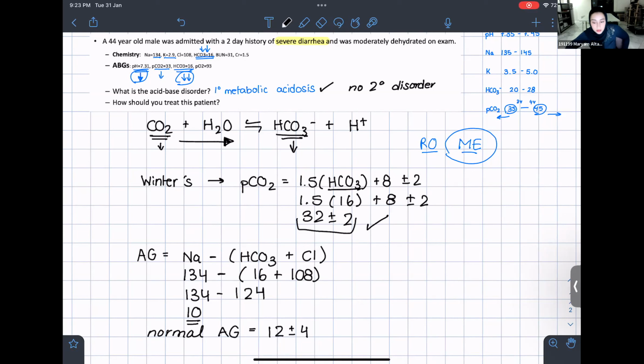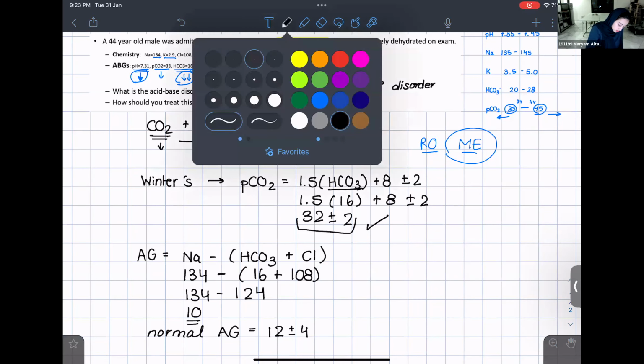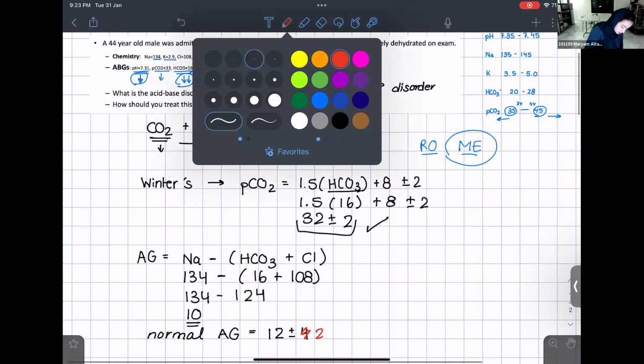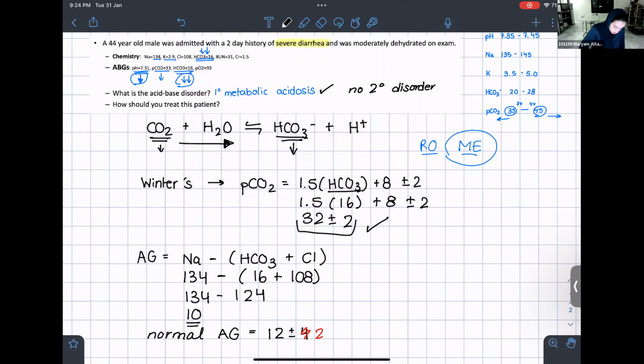It's plus minus 2? Okay, good to know. It's written as plus minus 4. But I will check on that. Regardless, it's within the normal range. So that tells us it's a non-anion gap metabolic acidosis.